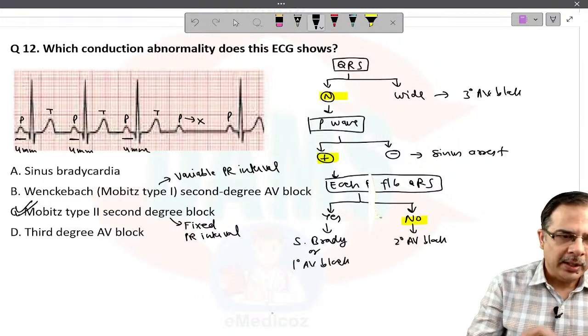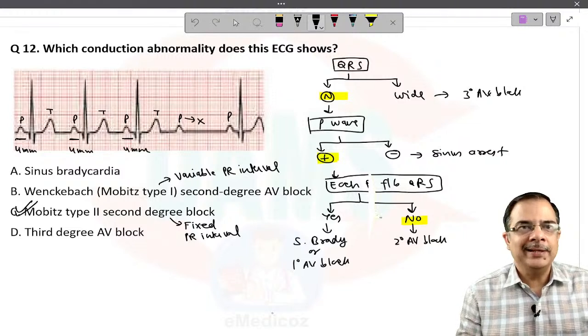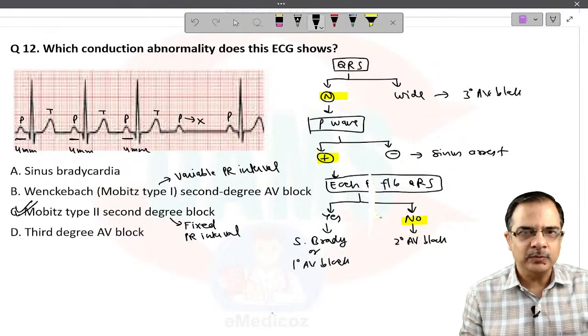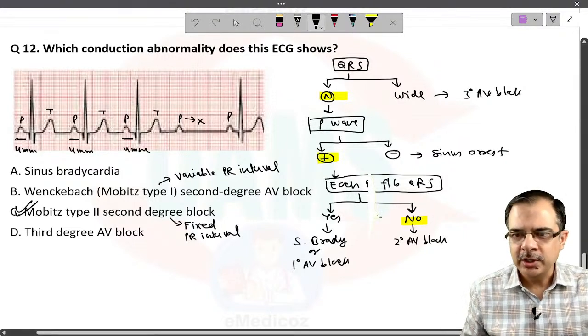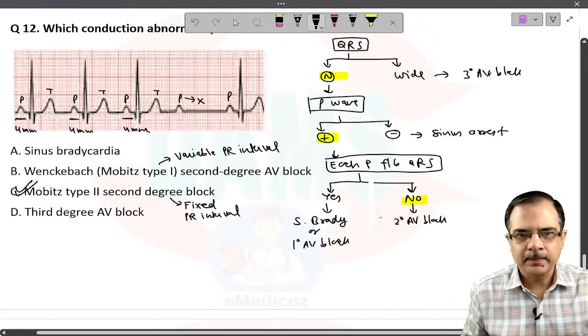So the examiner usually asks simple diagrams. They will not ask any exceptional or very tough diagrams. So do attempt these questions. You will be able to solve them correctly. Now moving on to the next one.